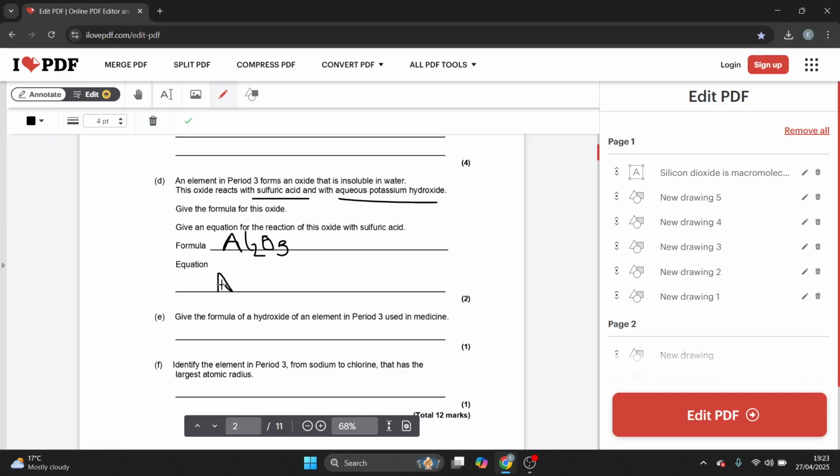Equation: Al2O3 plus 3H2SO4 arrow Al2(SO4)3 plus 3H2O.